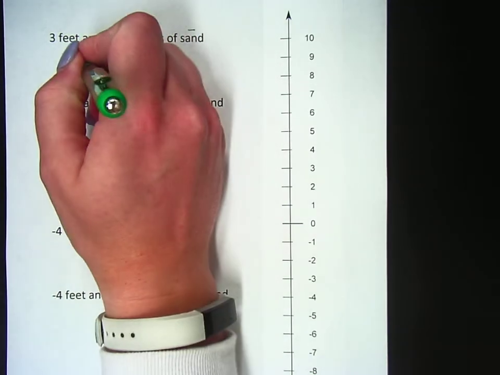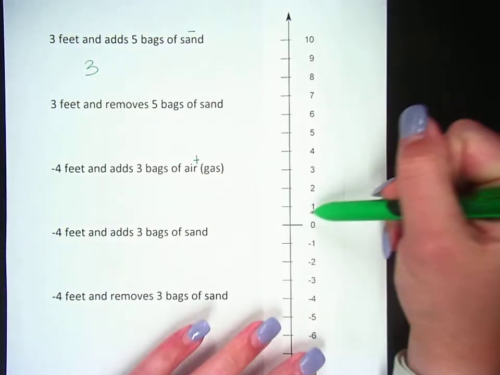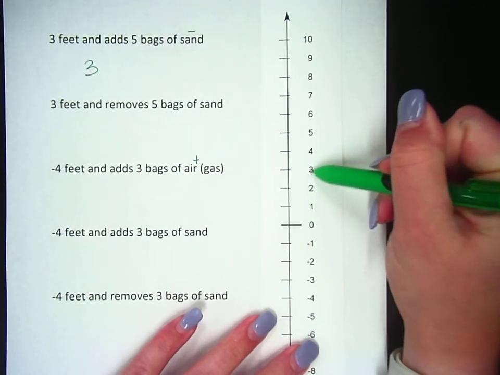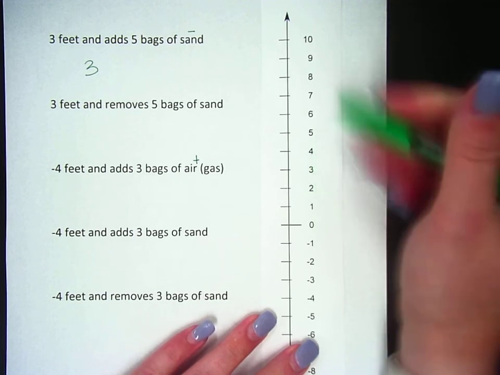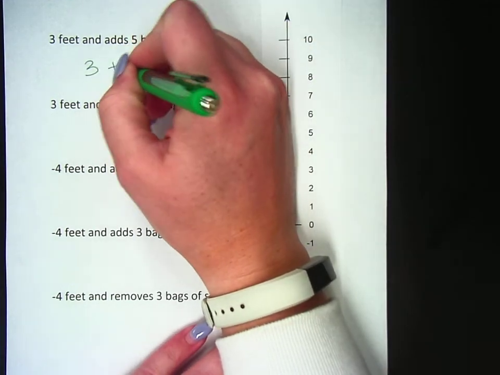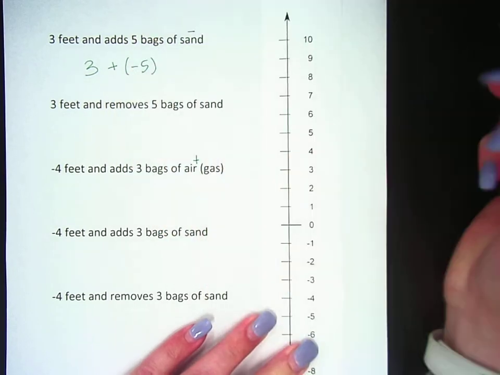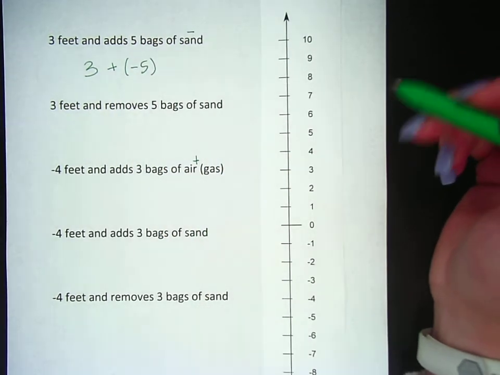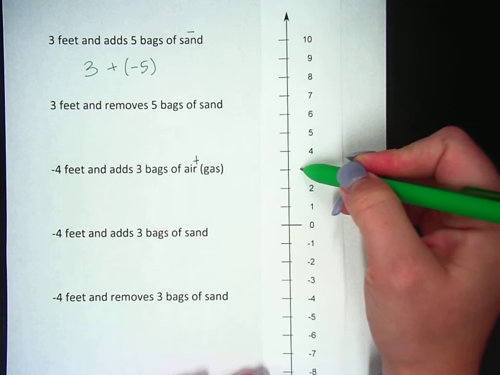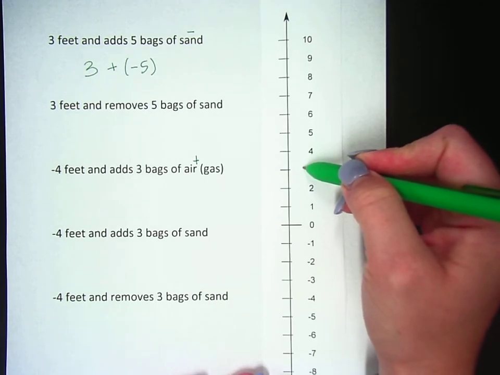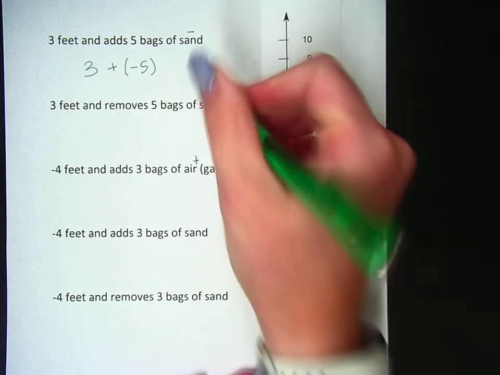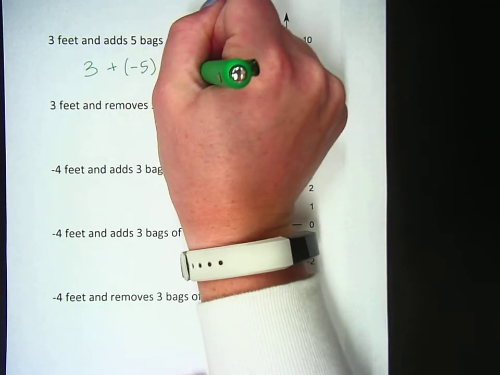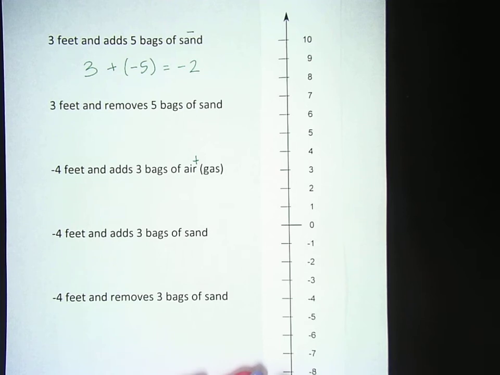All right, so we're at 3 feet. So imagine my hot air balloon right now is hovering at 3 feet in the air. If I was to add bags of sand, that is adding something negative, and it would move my hot air balloon down. So if he's at 3 feet and he adds 5 bags of sand, that moves him down. 1, 2, 3, 4, 5. He would end up at -2. Okay.